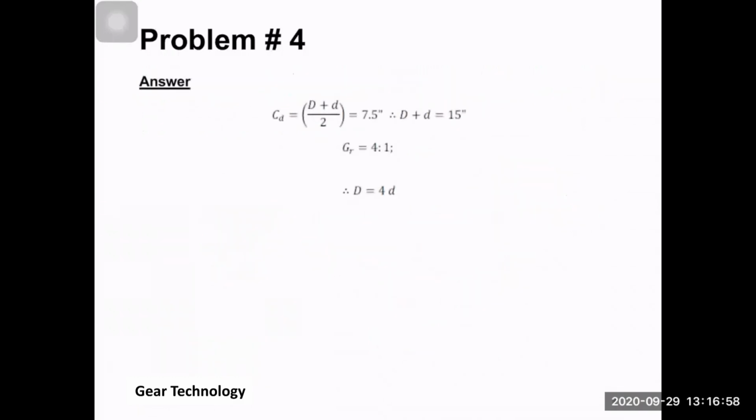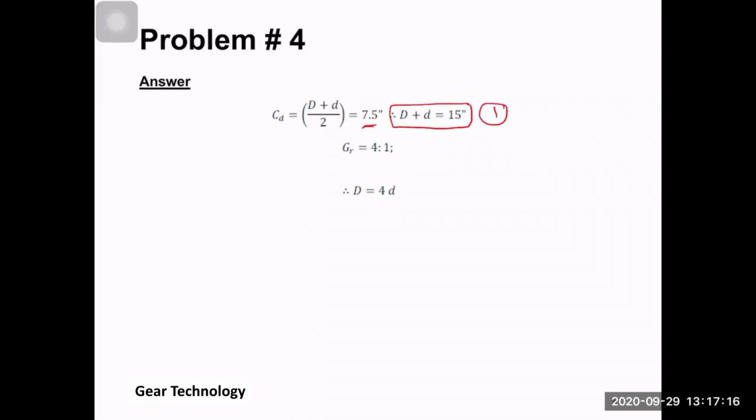So we're going to do the following. The center distance is capital D plus small d over 2, the radius of the pinion plus the radius of the gear. This is given as 7.5. So from this equation, we say that capital D plus small d is equal to 17, and this is your first equation.